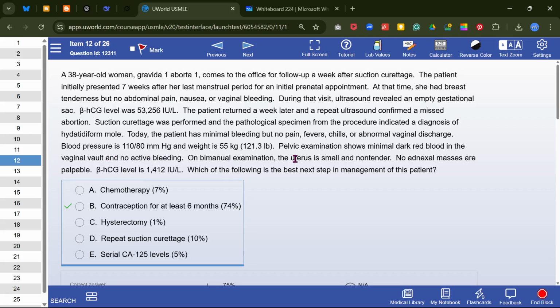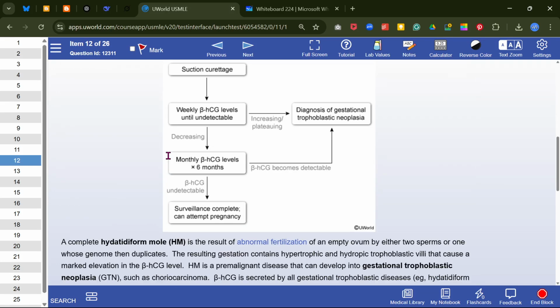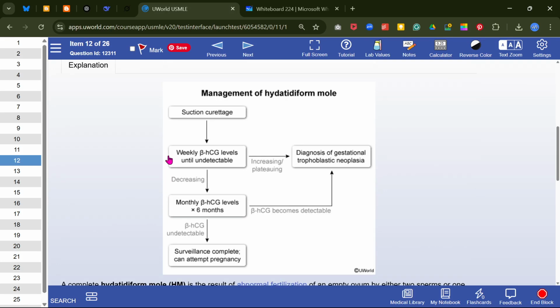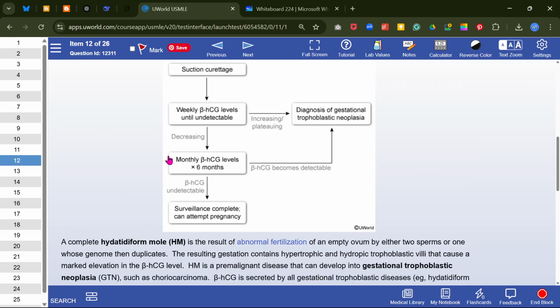On bimanual examination, the uterus is small and non-tender, and no adnexal mass is palpable. Beta-hCG level is now 1412. What is the next step in the management of this patient? So the beta-hCG level is going down. So we should do contraception for at least 6 months.